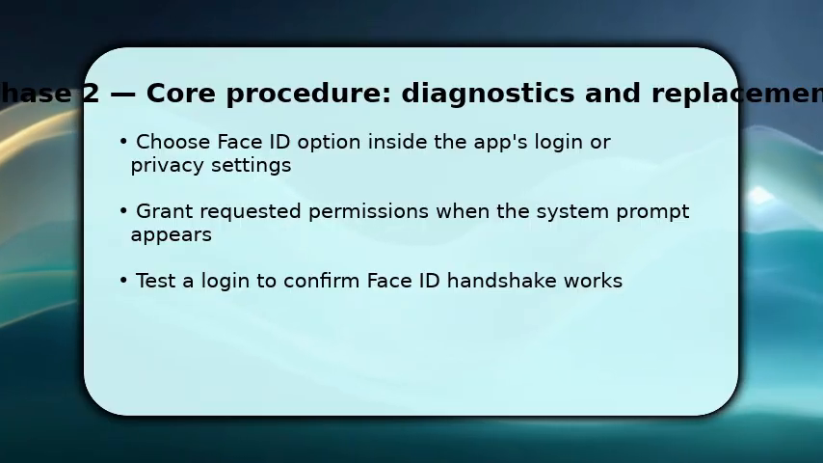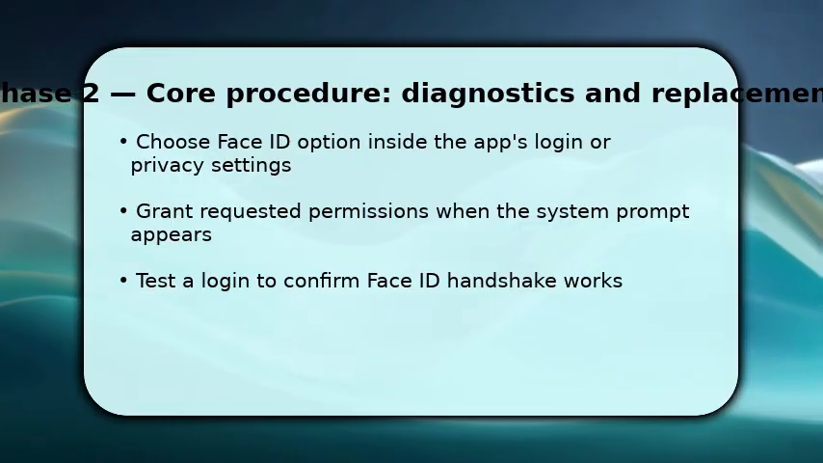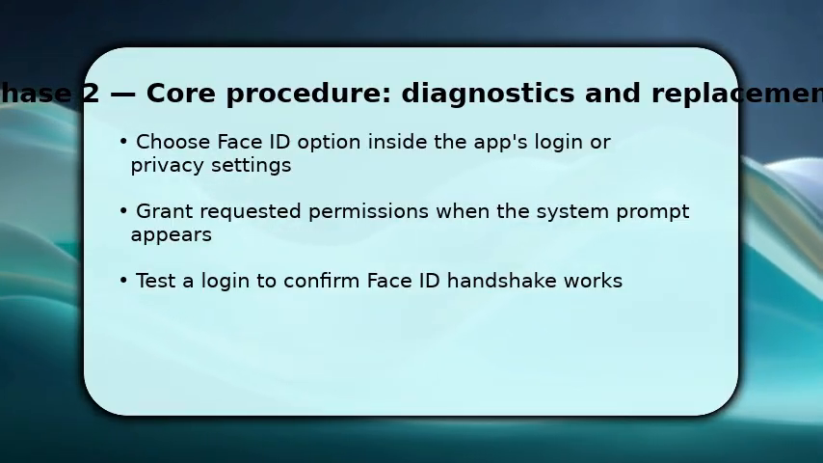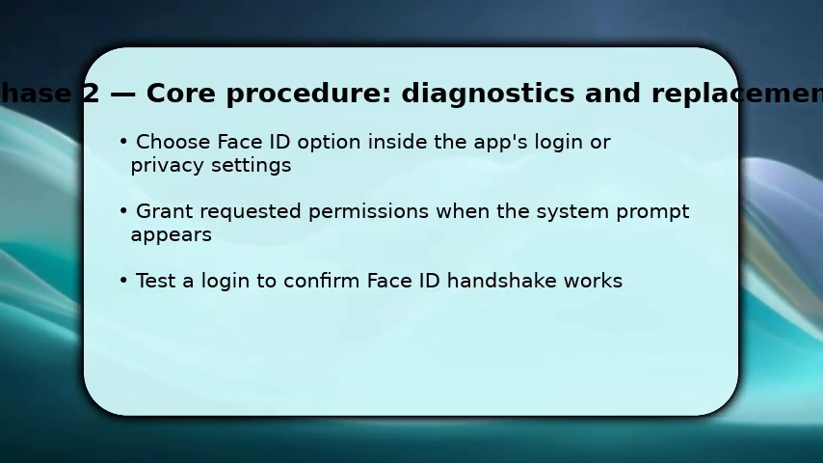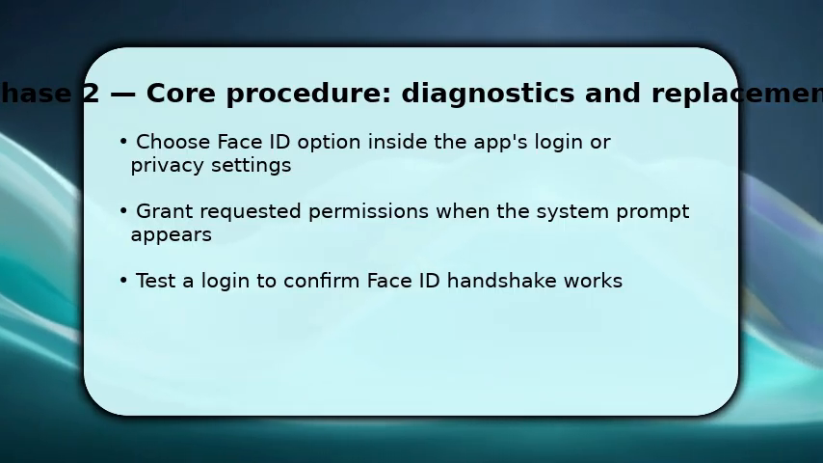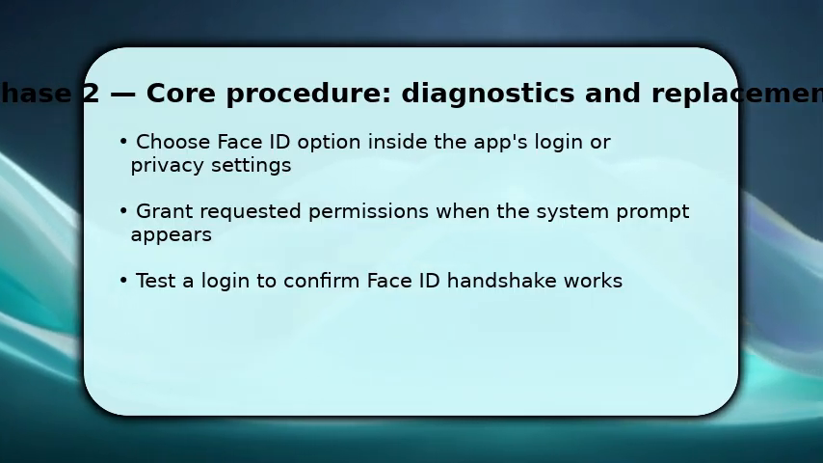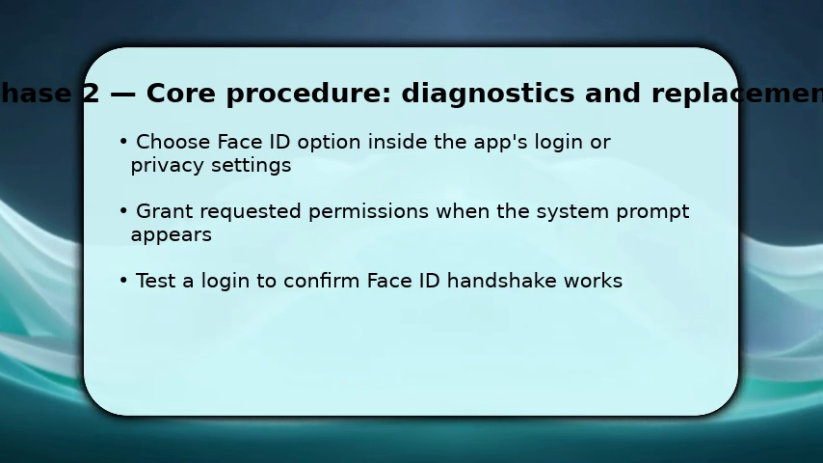When the system prompt appears, grant permission so the app can access the biometric framework. This is required by the OS for secure handshakes. Then perform a test login or lock-unlock cycle to confirm the handshake completes. If it fails, recheck permissions and repeat enrollment. Make sure the app is allowed to use Face ID every time you update it.